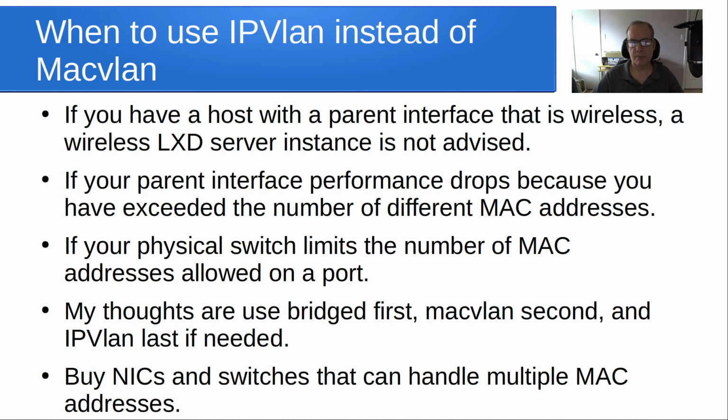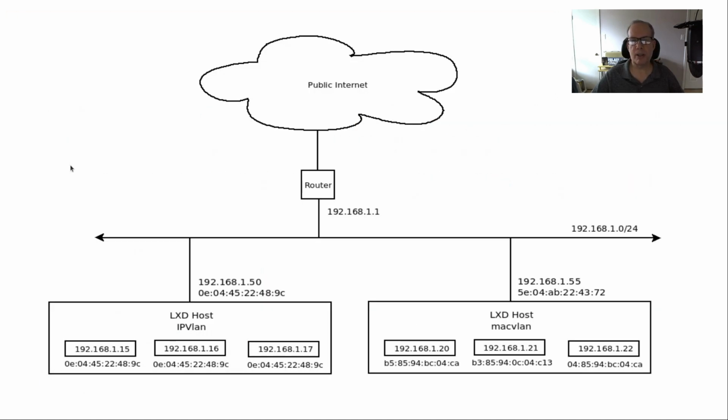Here I've drawn a very simple diagram where we have the public internet connected to a router, and a local area network of 192.168.1. We have 2 hosts on this, and they're both LXD hosts. The host at 192.168.1.50 is going to use LXD containers that use IPVlan profiles, whereas 192.168.1.55 is a LXD host that's using Macvlan profiles.